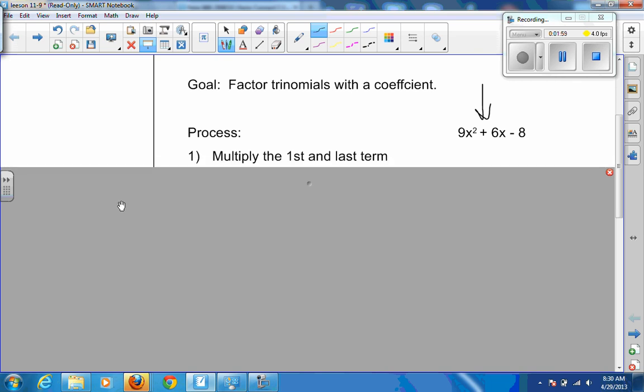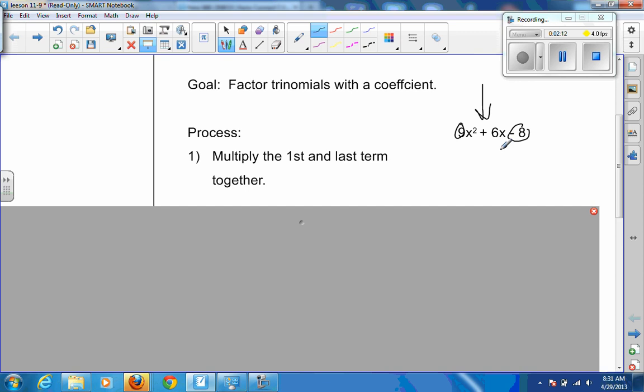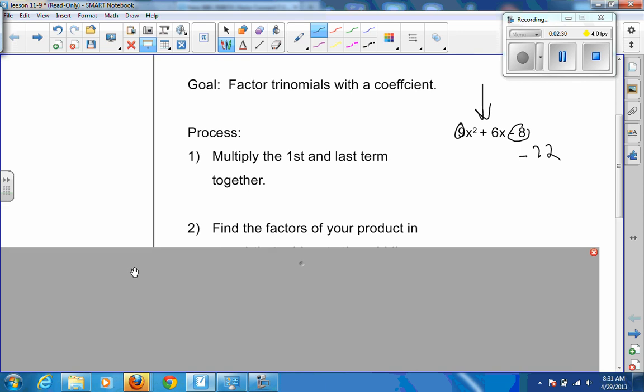The first thing that we do is we multiply the first and last term. So we take 9 and we multiply, keeping that negative attached with the 8. So we take 9 times negative 8. And what do we get? Well, we get negative 72. That's step one, pretty cut and dry, right? Don't forget to make sure you attach the negative to the number when you multiply. So what is our next step?